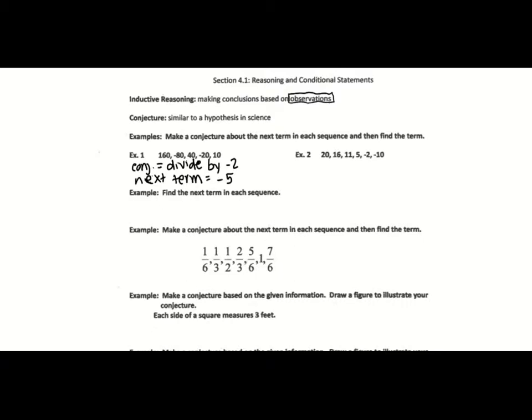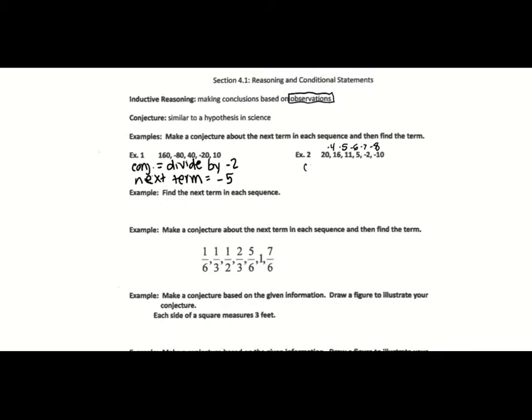Okay, so example number 2 is a similar process. Let's look at our terms and see what the pattern, or our conjecture, is going to be. So from 20 to 16, it looks like I'm subtracting 4. Then from 16 to 11, I'm subtracting 5. So I'm going to write these above here. Subtract 4, then subtract 5. From 11 to 5, I'm subtracting 6, then 7, then minus 8, etc.